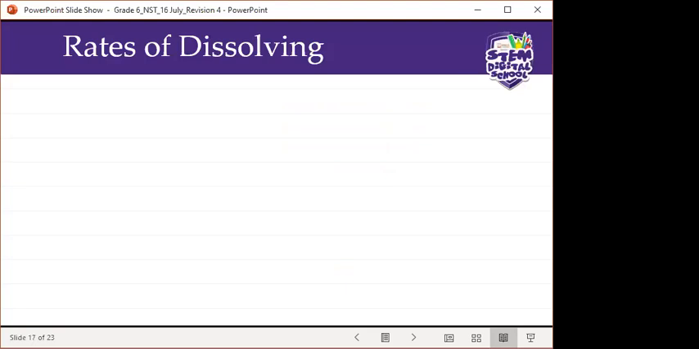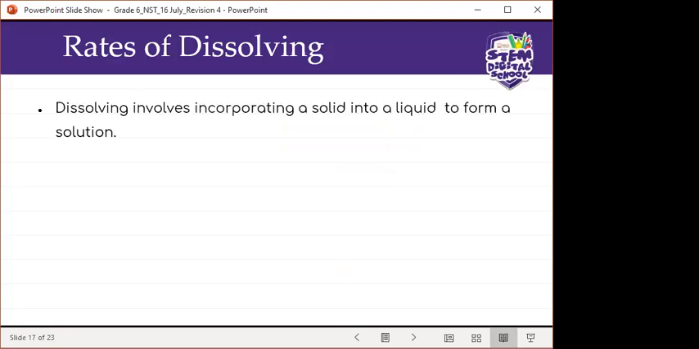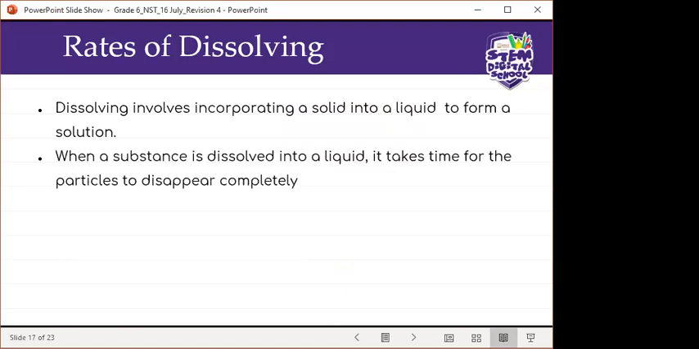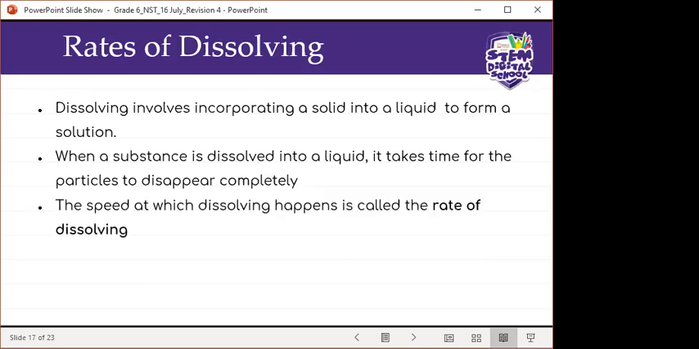Rates of dissolving. So dissolving involves incorporating a solid into a liquid to form a solution, all right? Then when a substance is dissolved into a liquid, it takes time for the particles to disappear completely. Then the speed at which dissolving happens is called the rate of dissolving.